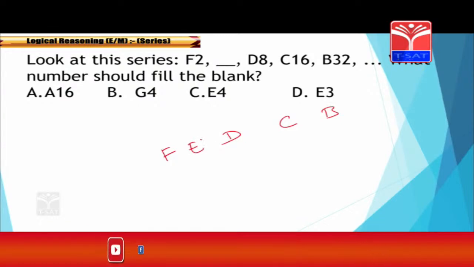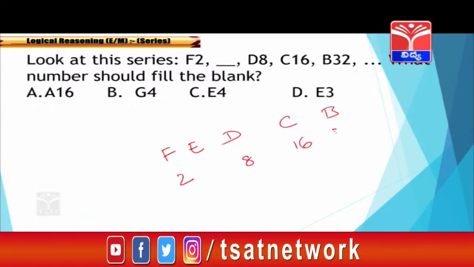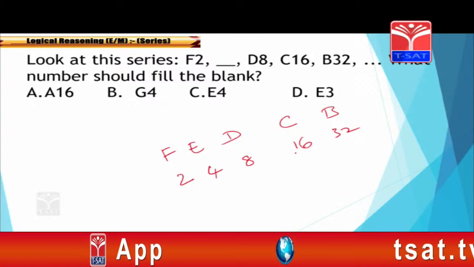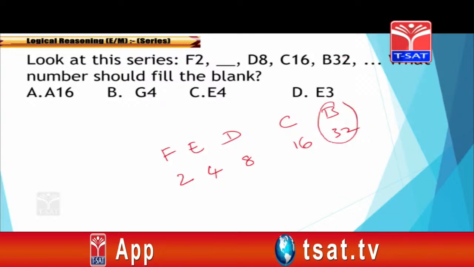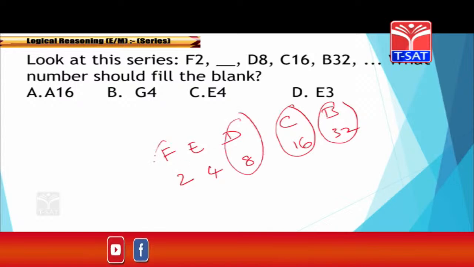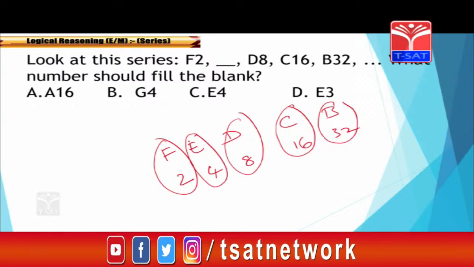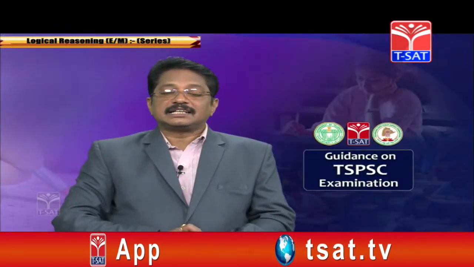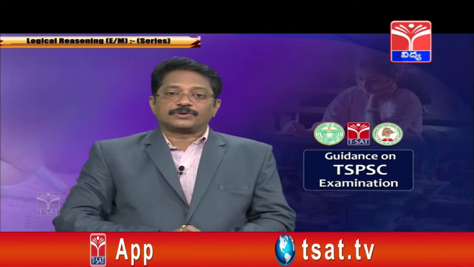And the next, the numbers: this is 2, this is 8, 16, 32. 2 2s are 4, 4 2s are 8, 8 2s are 16, 16 2s are 32. B and 32 is one combination, C and 16 is one combination, D and 8 is a combination, F and 2 is a combination. So the required combination is E4. So E4 is the correct answer. In this manner, you can calculate the required combination. Clear? Okay.